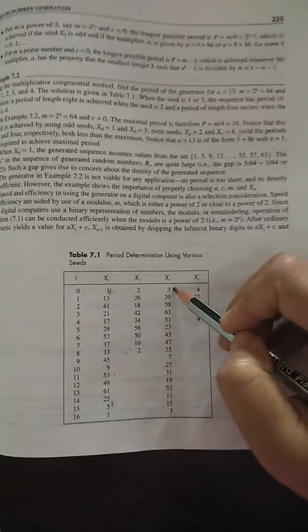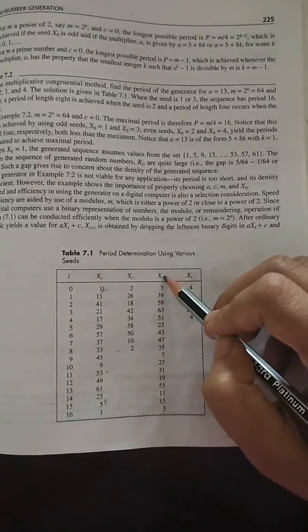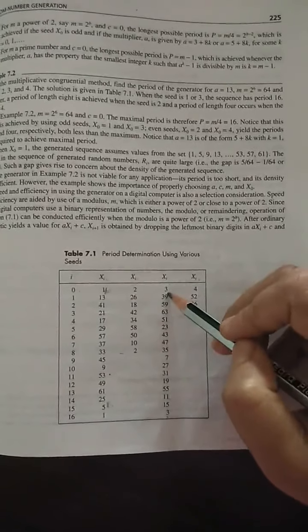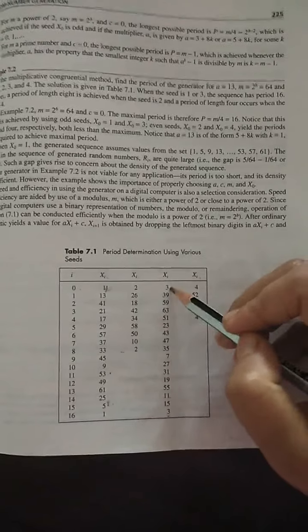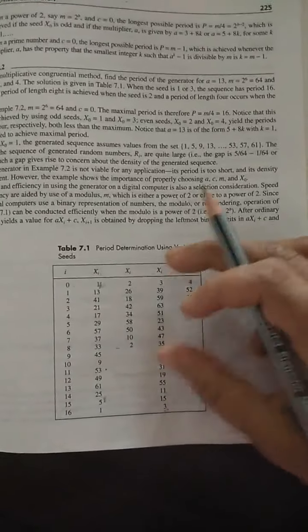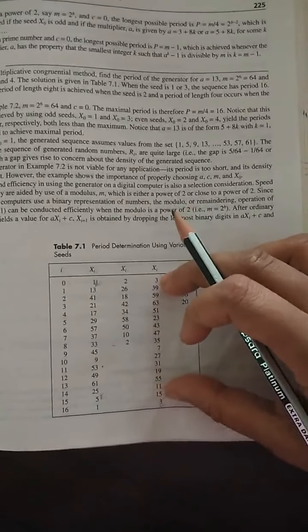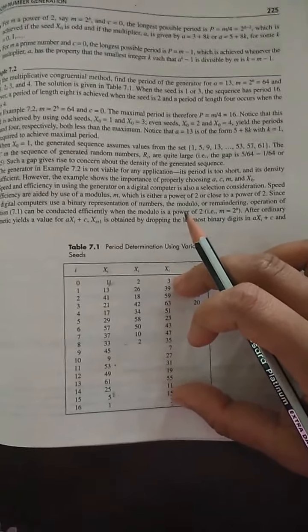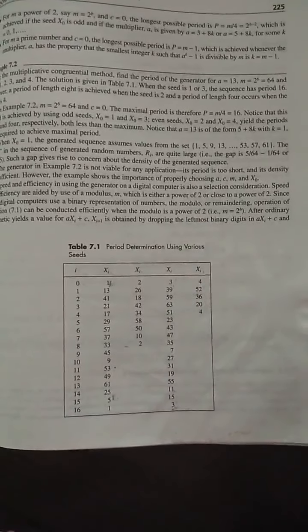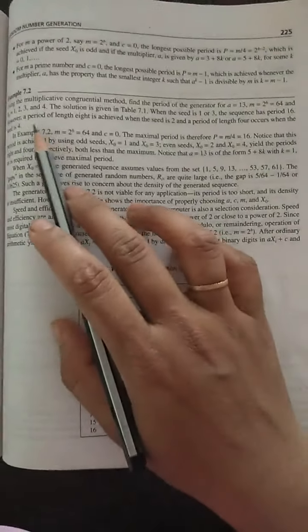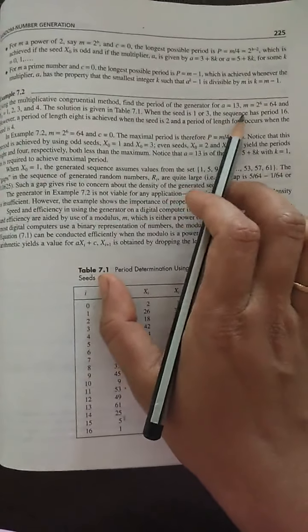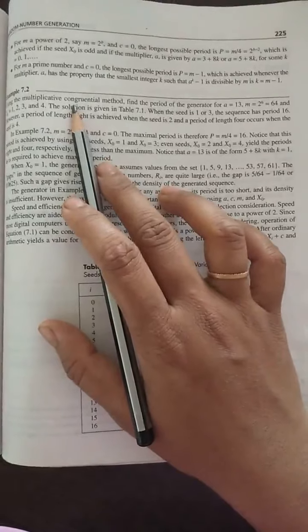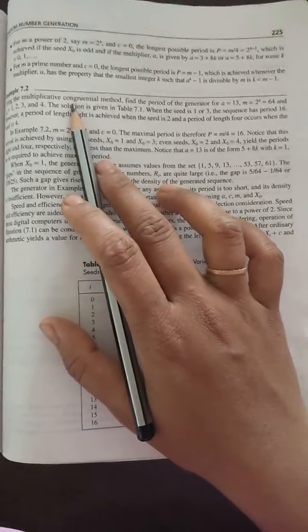But see the cycle or period when x naught is equal to 3. After 16 numbers, this cycle is going to repeat, meaning you get the first number again. So between the first number and the last number, this is called the period of that random generator. They will tell you to find the period. Here the values of a, m and c are given. It is the multiplicative congruential method, so c is equal to 0 here.